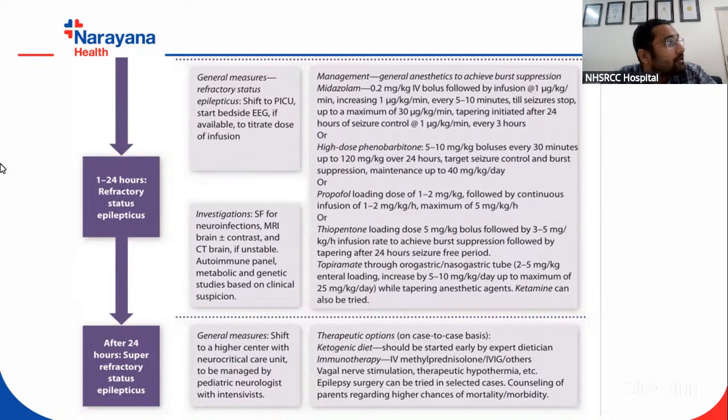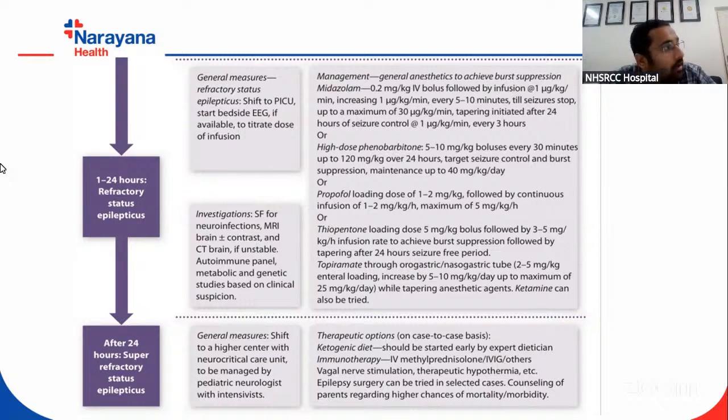If the child is still seizing after 24 hours, the child is said to be in super refractory status epilepticus. Preferably shift the child to a higher center where there is a neurocritical unit, managed usually by a pediatric neurologist with intensivists. In these cases, the treatment varies from case to case. Ketogenic diet has been tried in many institutes and should be started as early as possible by expert dietitians. Some institutes prefer giving immunotherapy in the form of IV prednisolone or IVIG.